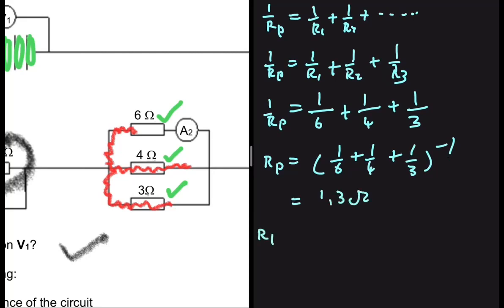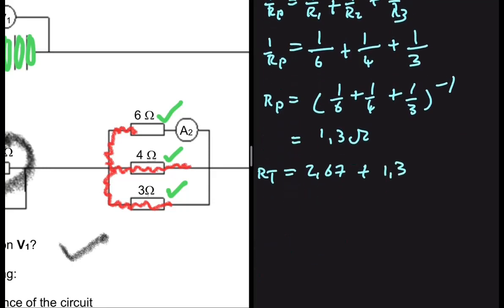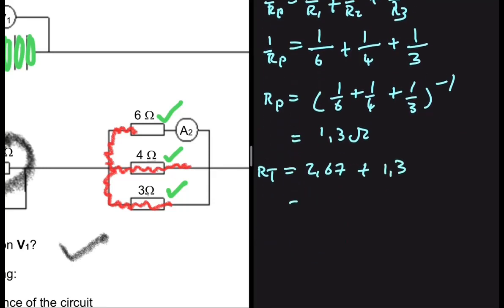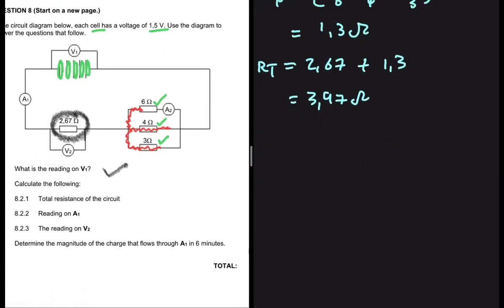So again, RT is RS plus RP. We say that RS is 2.67 and RP is 1.3. If you add that, you will get 3.97 ohms. That is the answer to 8.2.1. Let's look at 8.2.2. We need the reading on A1.